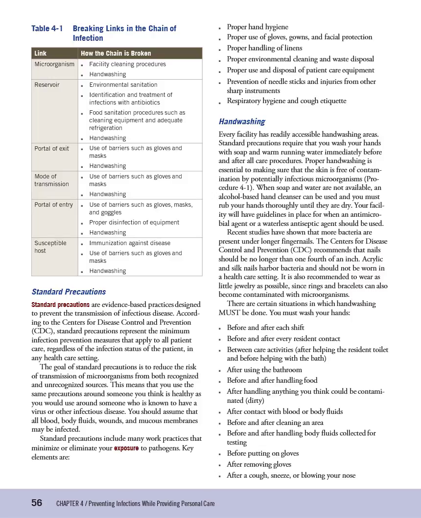Hand washing. Every facility has readily accessible hand washing areas. Standard precautions require that you wash your hands with soap and warm running water immediately before and after all care procedures. Proper hand washing is essential to making sure that the skin is free of contamination by potentially infectious microorganisms. When soap and water are not available, an alcohol-based hand cleanser can be used, and you must rub your hands thoroughly until they are dry. Your facility will have guidelines in place for when an antimicrobial agent or a waterless antiseptic agent should be used.